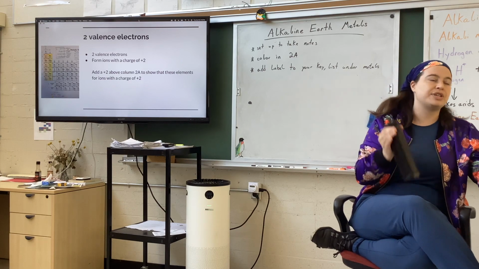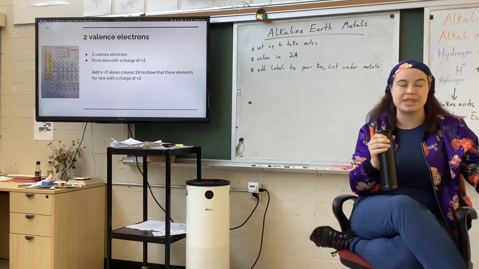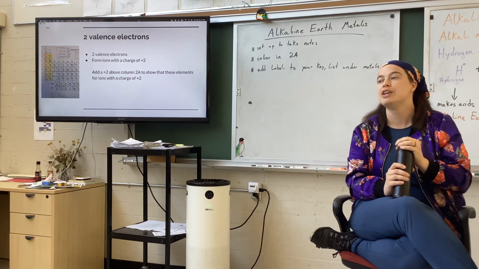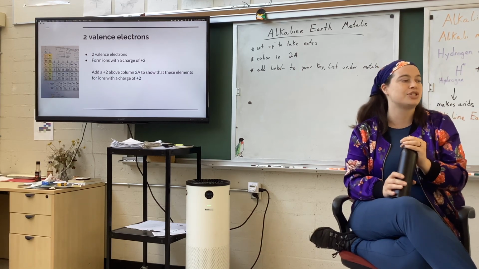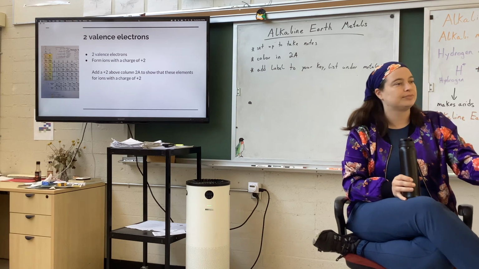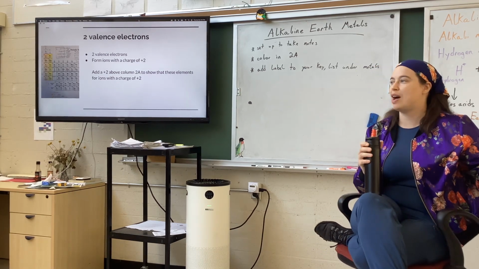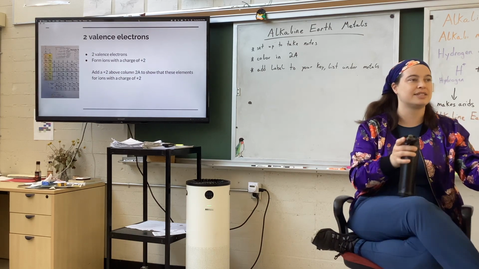All right, so these things are going to have 2 valence electrons. When they form ions, their charge is +2. So above column 2A on the periodic table, please be sure to write a +2. So +2 on your periodic table above their column, just so you have down the charge of their ions.